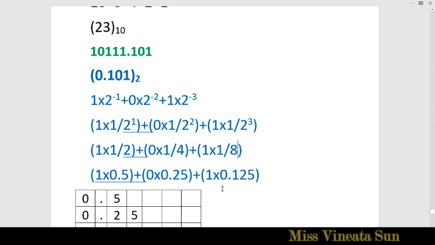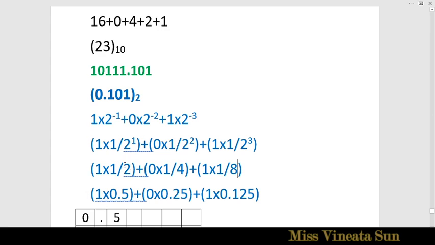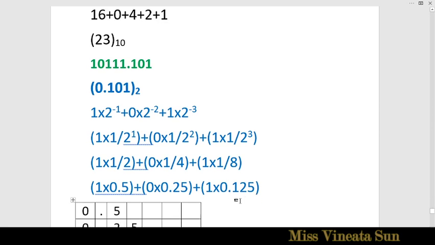So how do we calculate this? It's simple division. Okay, if you divide 1 by 2, you will get 0.5. And if you divide 1 by 4, you will get 0.25, because 1 is smaller than 4, so you always have a 0 in front. Okay, then if you divide 1 by 8, you're going to get 0.125. Hence this is what you're going to get: 1 into 0.5, 0.25, 0.125.